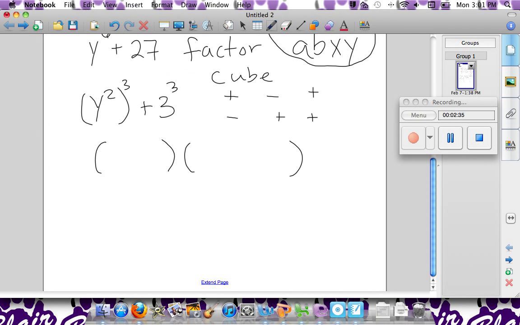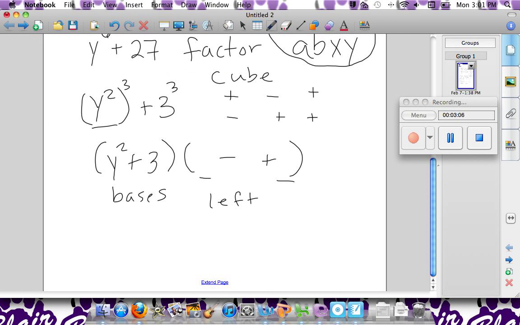I always start with the same sign I started with in the original problem. So in this problem, I'm going to start with positive, so I know my signs are positive, then negative, then a positive. Now, my bases go in the first set of parentheses, and what's left of the first and second term go in the first and the last set of parentheses in the large. So my bases here are y to the second, and 3 is also a base.